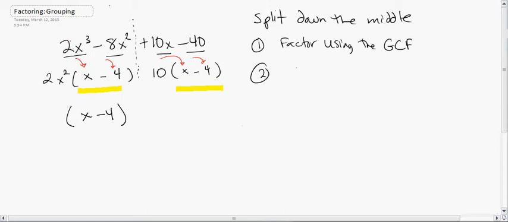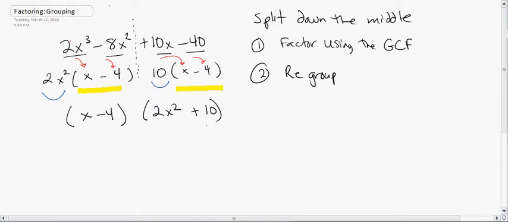So my next step is to regroup. If you don't get that matching term, then this is not going to work, and you'll have to figure out another method. So I've got x minus 4 divided out. Let's see what's left over. Well, on the left-hand side, I've got this 2x squared. So let's write that in a set of parentheses, 2x squared. And on the right side, I've got a 10. So let's make this plus 10. And I'll close my parentheses.